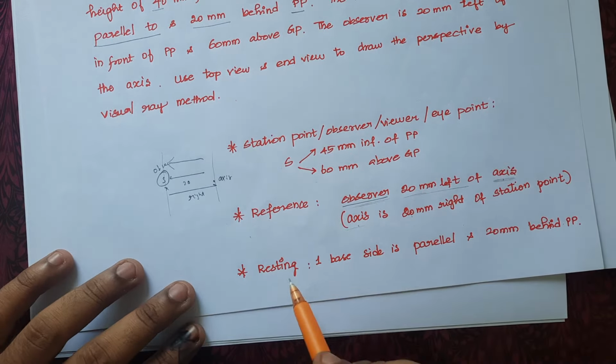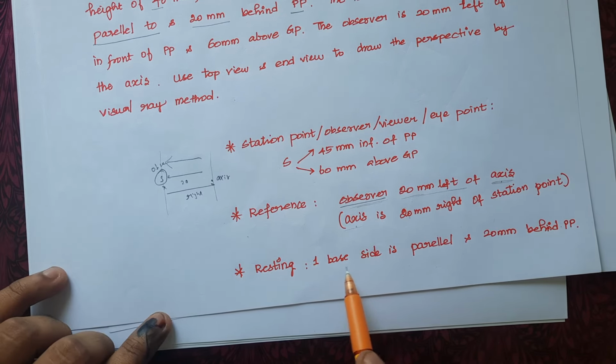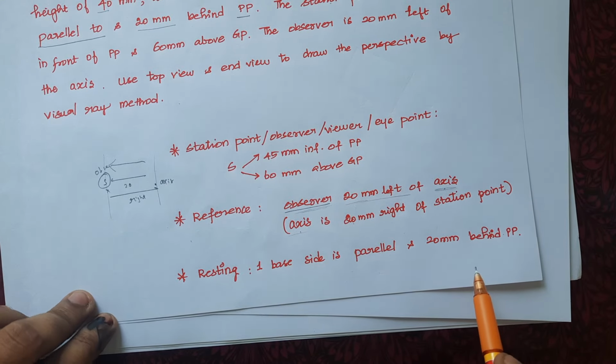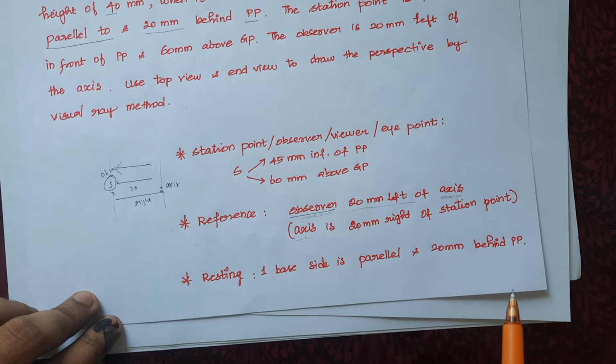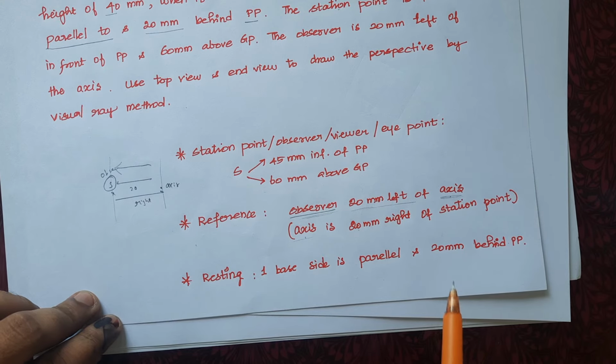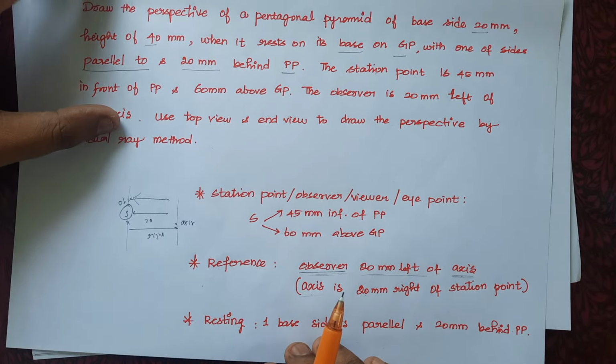Okay. And the third thing is the resting condition. Here the base is resting in such a way that one of the base sides is parallel to and 20 mm behind the picture plane. Let me be careful. While drawing a pentagon, one of the sides of the pentagon should be parallel to PP. At the same time, that should be 20 mm away from it, behind it. Okay, let me start to draw.